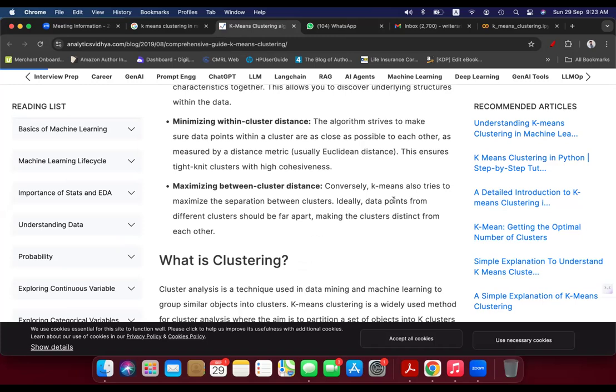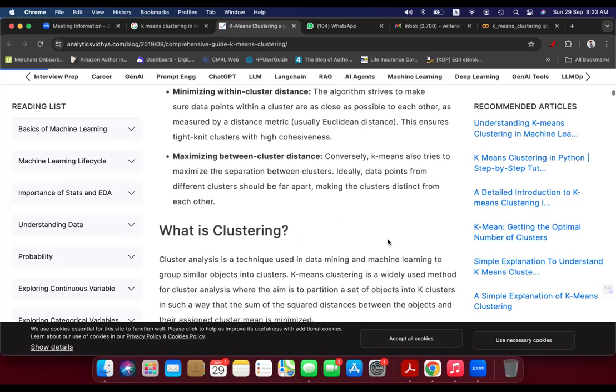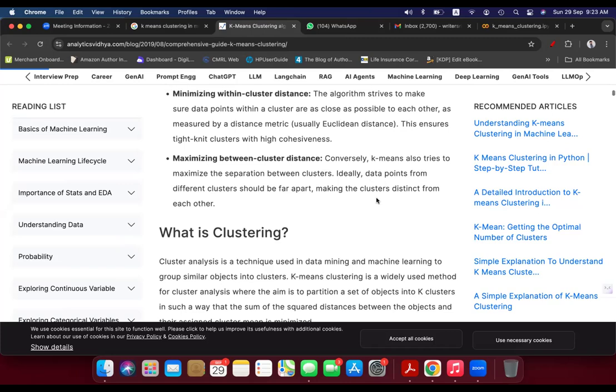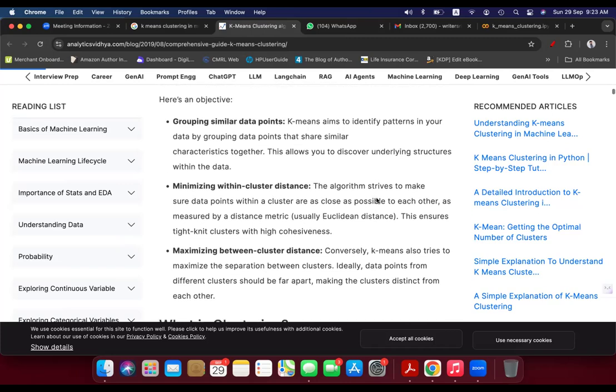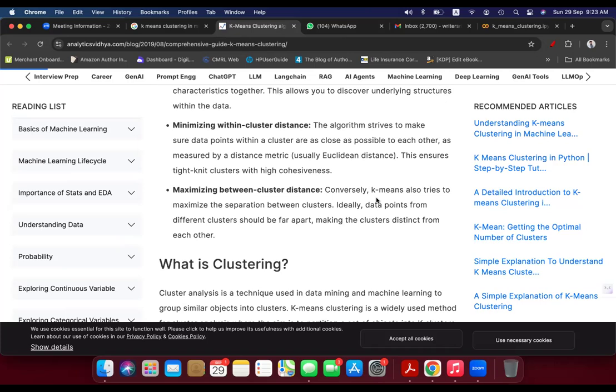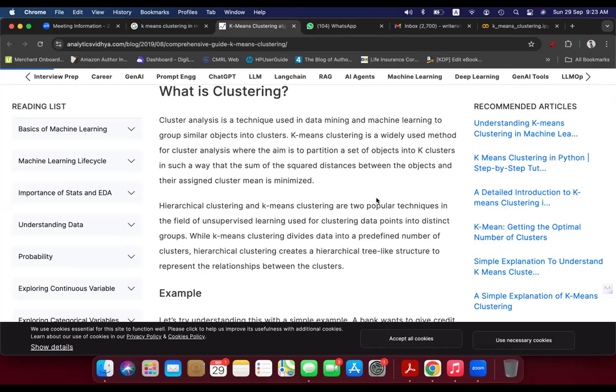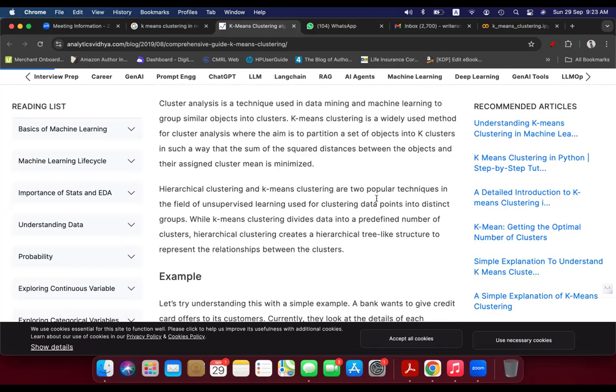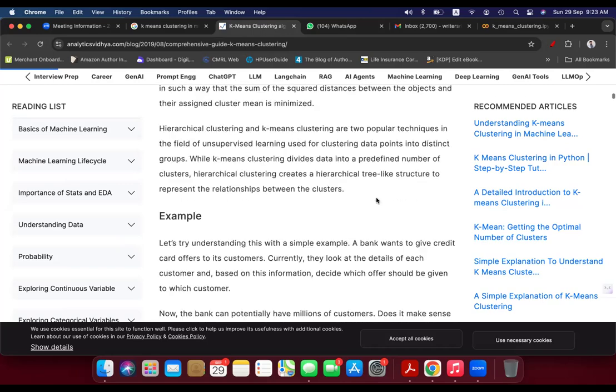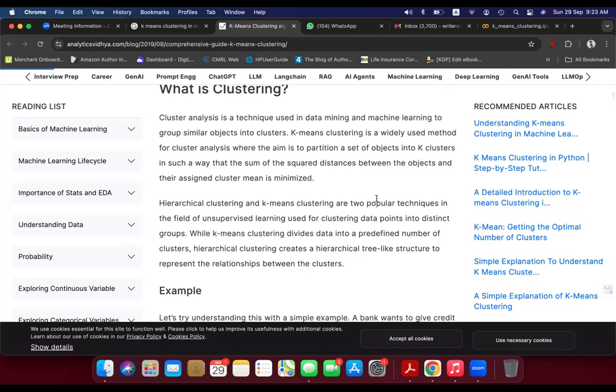And maximizing between cluster distance. Conversely, K means also tries to maximize the separation between clusters. Ideally, data points from different clusters should be far apart, making the clusters distinct from each other. So this is how it is clustered together, right? The word itself, how the clustering is meant.